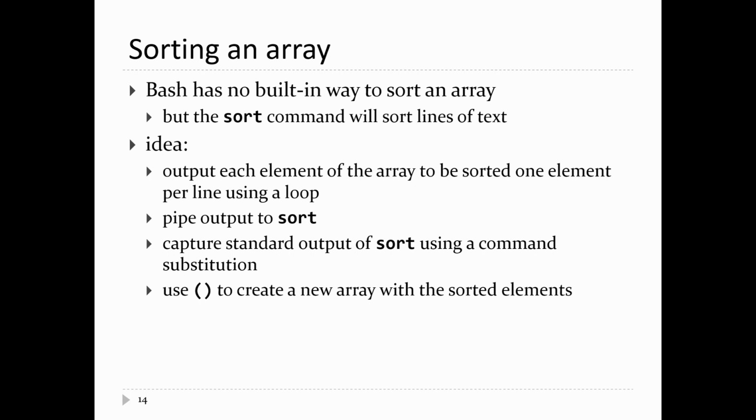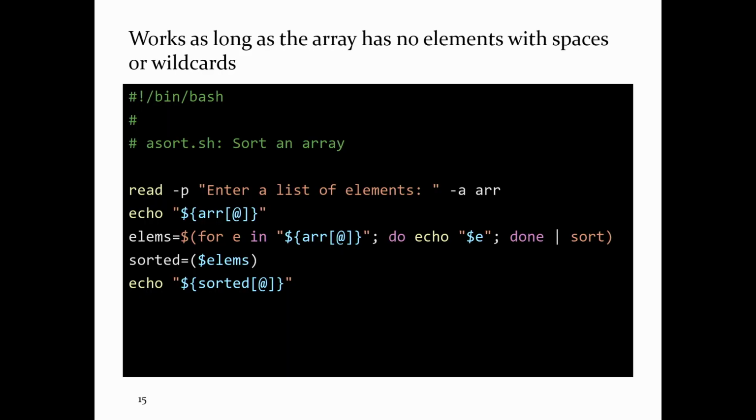Now that I have that list of elements, I can feed that list into the round brackets to create an array containing those elements. So what does this look like? It looks like this. It's surprisingly short, but it's also quite complicated to understand. My script here is going to use read to read in some elements into an array. I'm then going to echo out the elements of the array so that you can see the list of elements we've typed in.